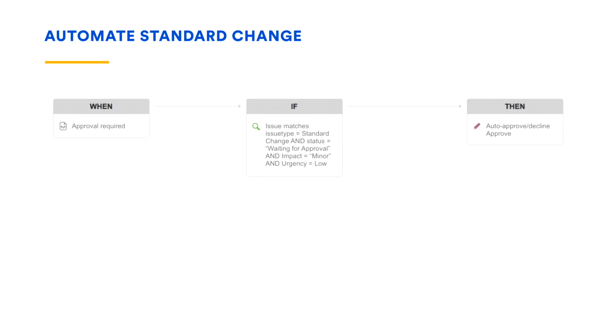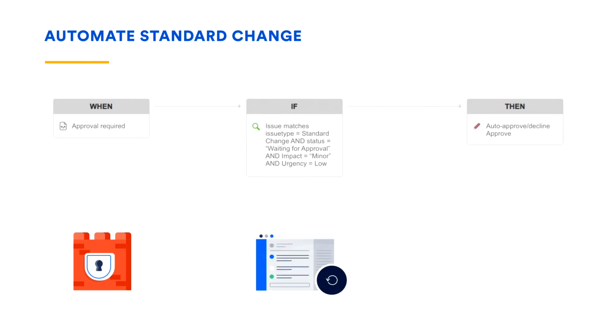So this looks into the trigger, which is when approval is required. So when an approval is required, and if the issue matches a standard change, and then we can say the status is waiting for approval, and then also the urgency is low, and then the impact is very minor as well. So we're only doing this for very small changes, then I just want to auto-approve it. So there we go. We have an auto-approve automation rule.